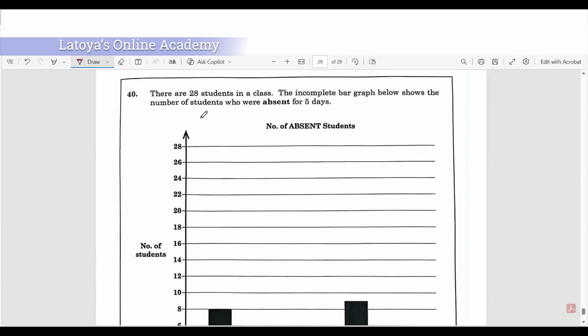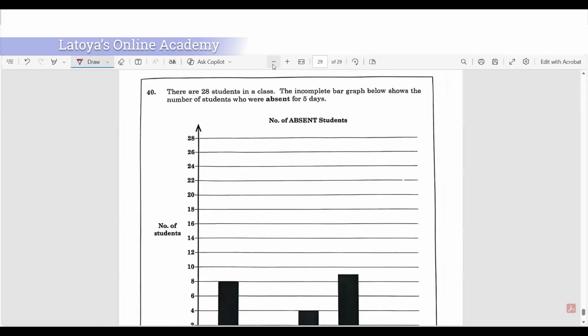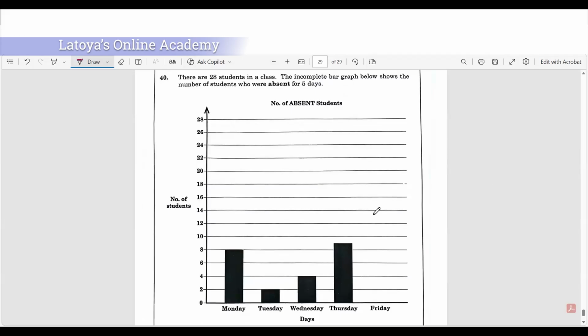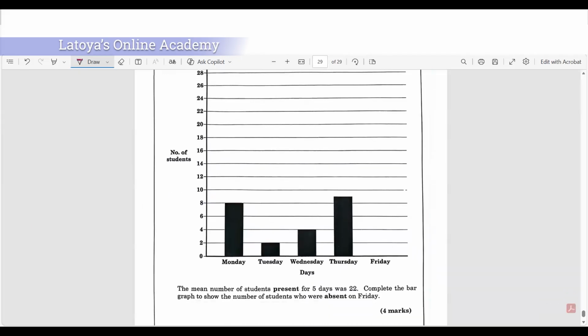The last question on the paper, question 40. There are 28 students in a class. The incomplete bar graph, so we need to see the entire bar graph, so I need to make it a bit smaller. The incomplete bar graph below shows the number of students who were absent for 5 days. So if the graph is showing us the number of students absent, then we have to check for the number of students present. Okay.